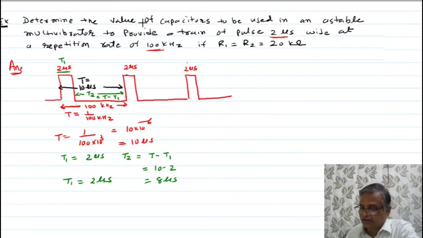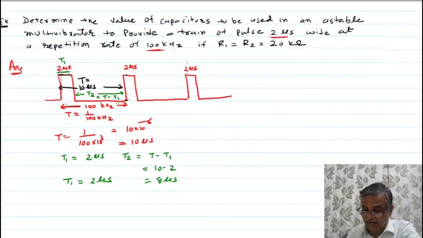Look again. Determine the value of the capacitor to be used in an astable multivibrator to provide a train of pulses 2 microsecond wide at the repetition rate of 100 kilohertz. So from one pulse to the next at 100 kilohertz, the total time is 10 microsecond. T1 is 2 microsecond, so the remaining T2 is T minus T1, which gives 8 microsecond.